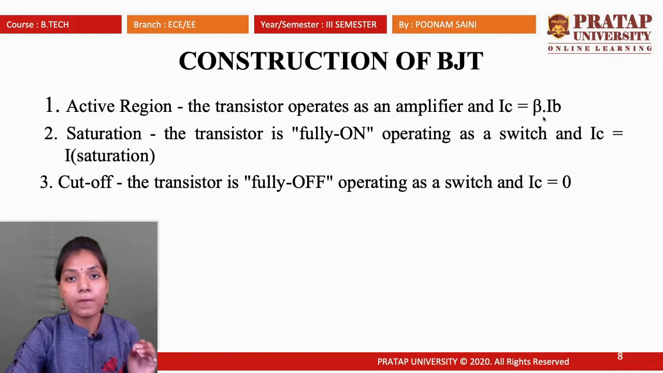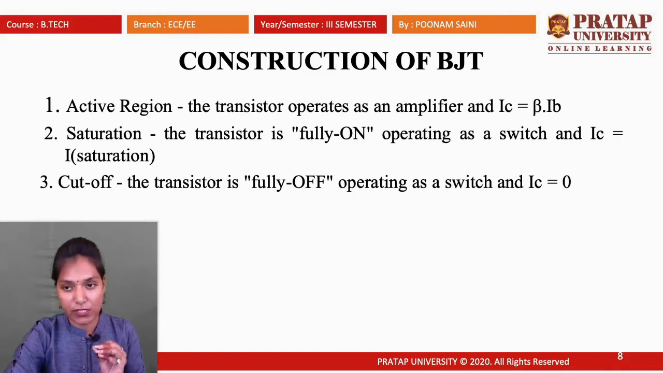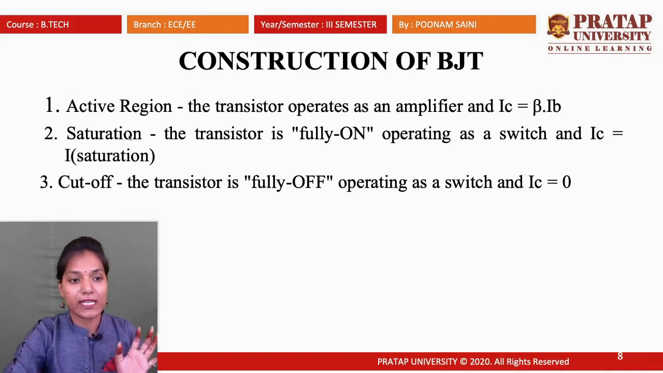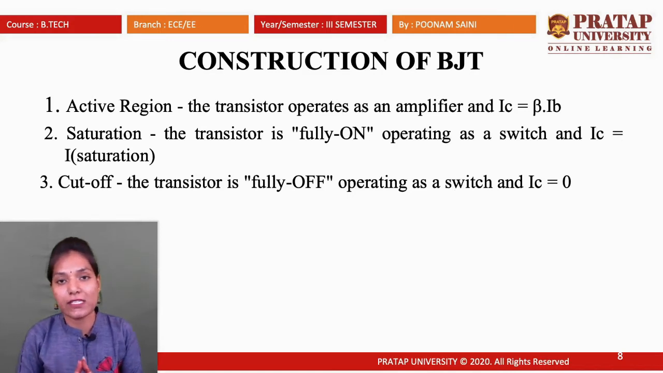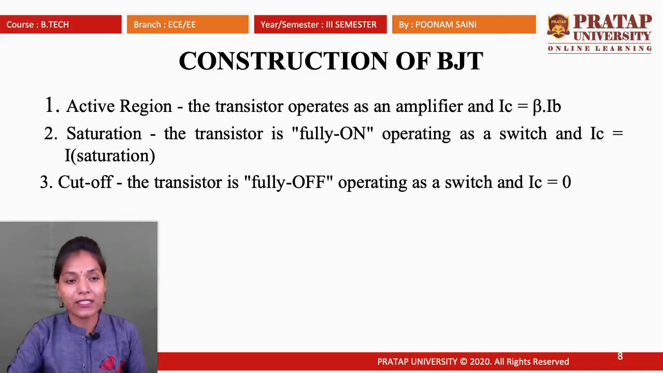Beta is the constant. Now second is saturation. Saturation is that operation where the transistor is fully on or fully in operating mode, that means the collector current is equal to the saturation current. And in cutoff, the transistor is fully off, that means the collector current is equal to 0. These are the three conditions in which the transistor is going to work.